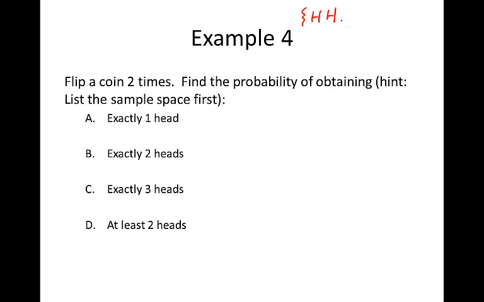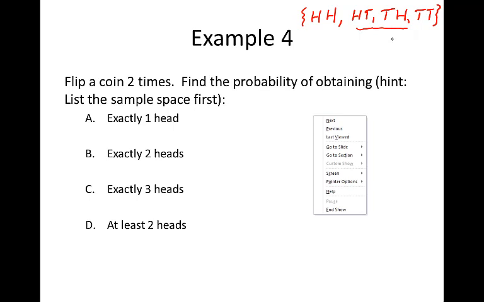I could get a head on the first toss and a tail in the second one. But I could also get a tail in the first toss and a head, and then I could get 2 tails. So the part that confuses some students is you got to list both of these outcomes here. The fact that it can occur on the first toss, the head can be on the first toss or the second toss.